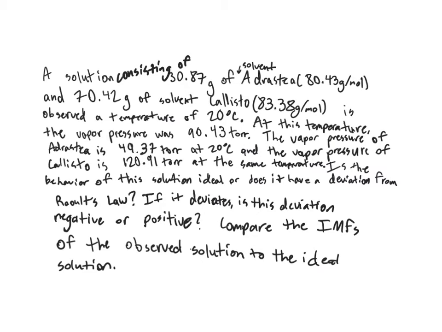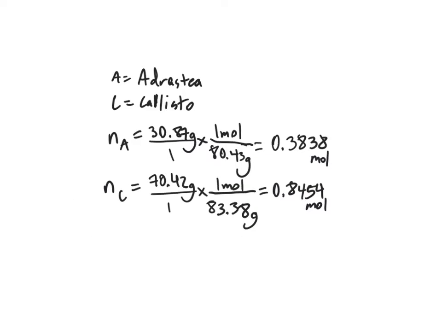Is the behavior of this solution ideal, or does it have a deviation from Raoult's law? If it deviates, is this deviation negative or positive? And compare the intermolecular forces of the observed solution to the ideal solution. So from now on in the calculations, I will refer to Andrastia as A and Callisto as C.